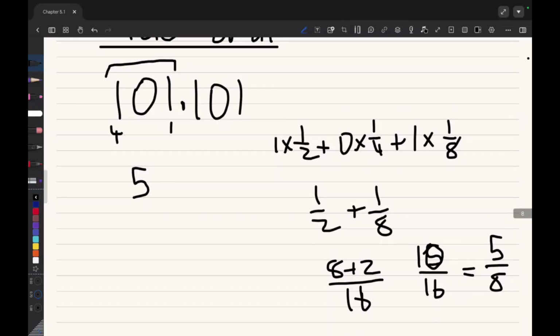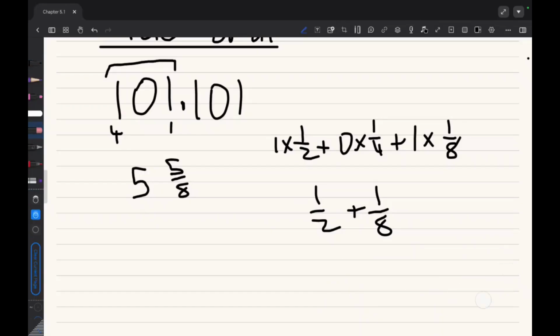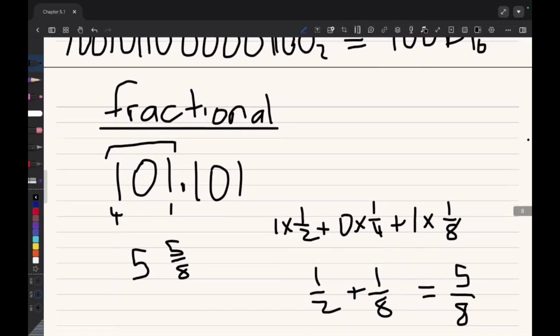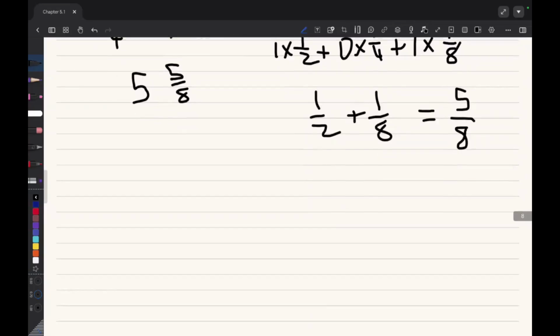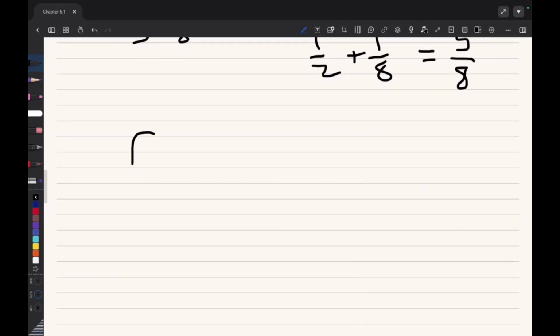So this is going to be 5 and 5 over 8. Right, this is how you convert these numbers. It's going to be 5 and 5 over 8. That's it on the fractional part. Okay, now let's talk about the excess notation.